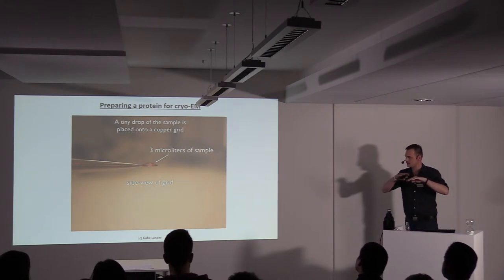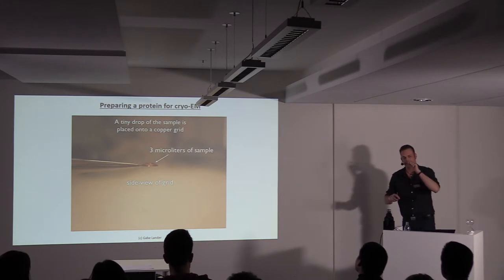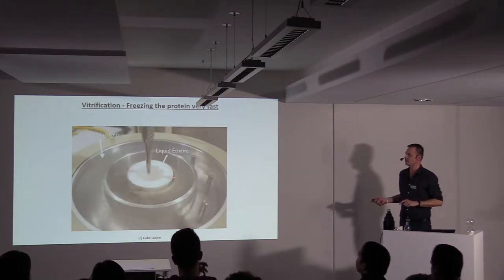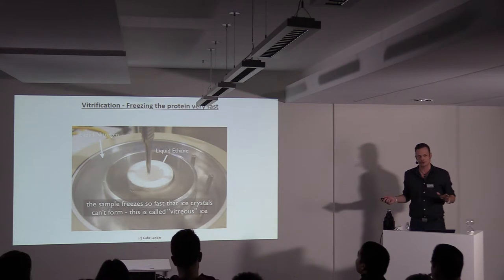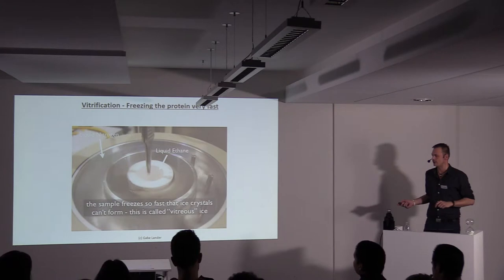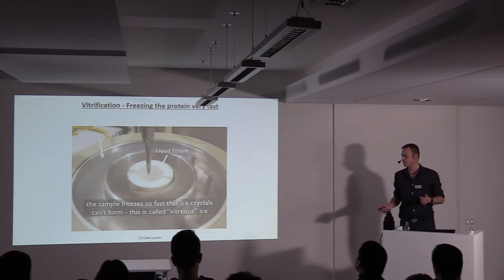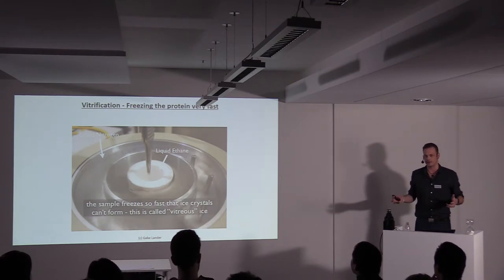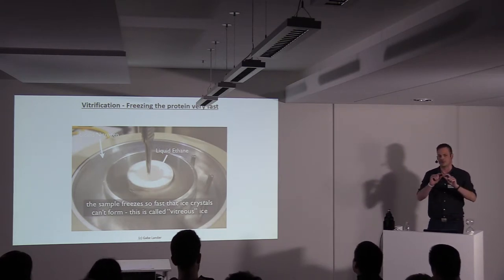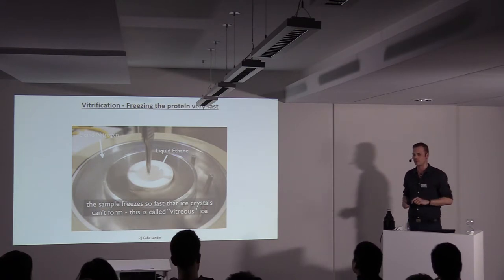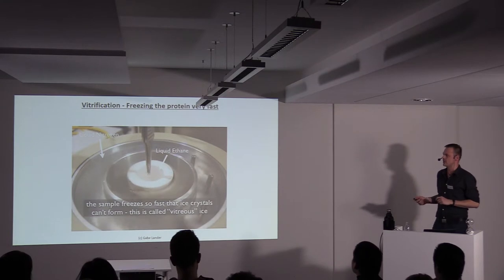And the excess liquid blob is blotted away. And then we only have a very small, very thin liquid film. And this is then frozen in liquid ethane, cooled by liquid nitrogen, minus 200 degrees. And the sample, thanks to the liquid ethane, freezes so fast that ice crystals don't form. And then you get something very special. This is called vitreous ice. It's basically a solid liquid. Sounds kind of crazy, but it's true. It's basically a solid thing that isn't a crystal and has been liquid before. If you freeze very fast, you can achieve that.